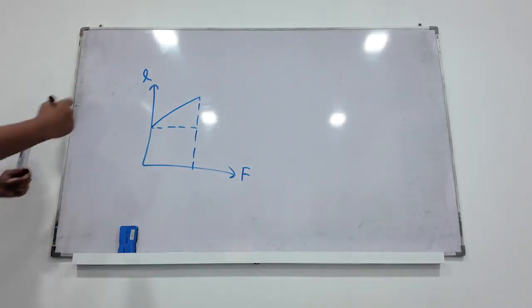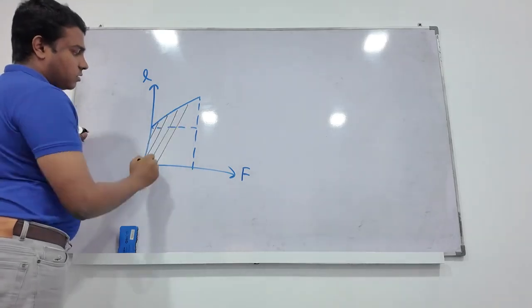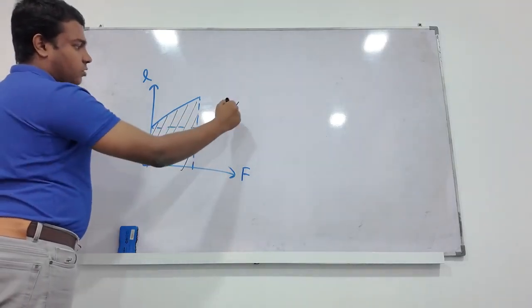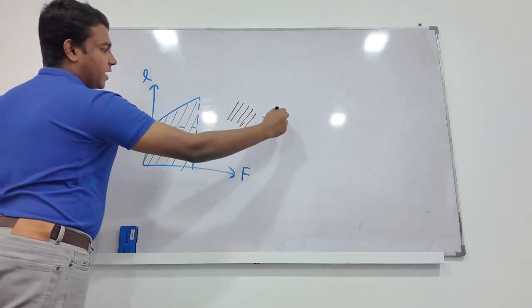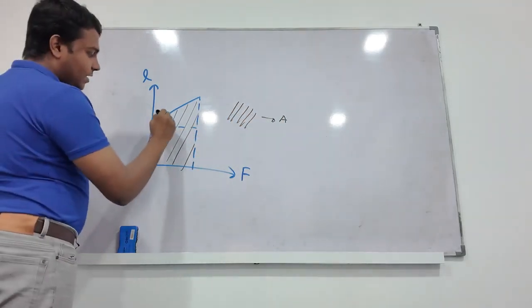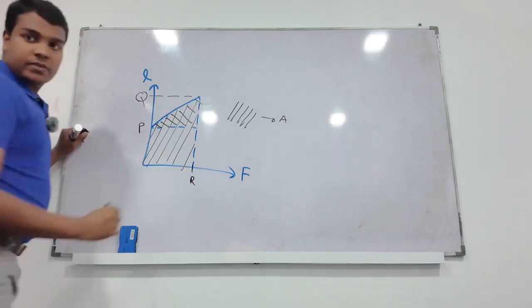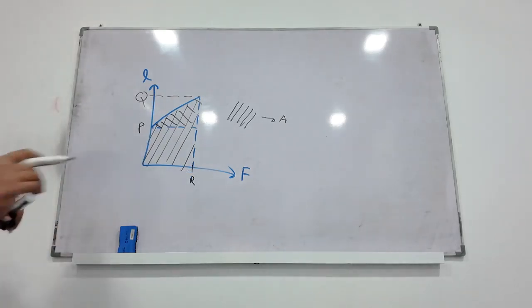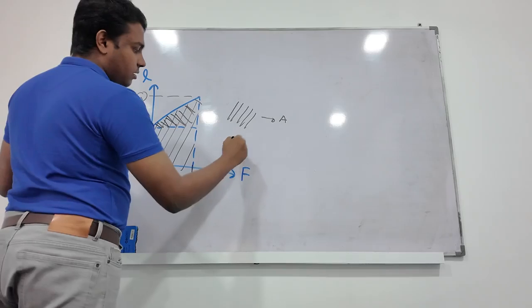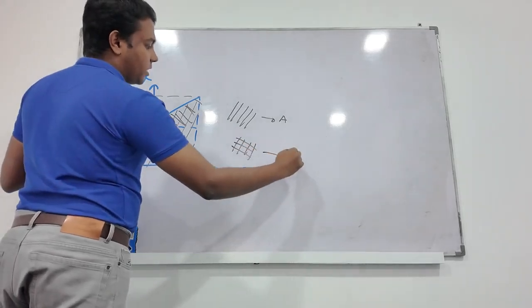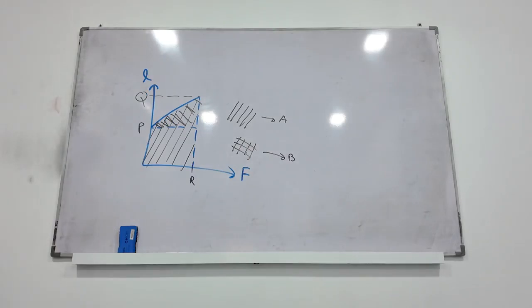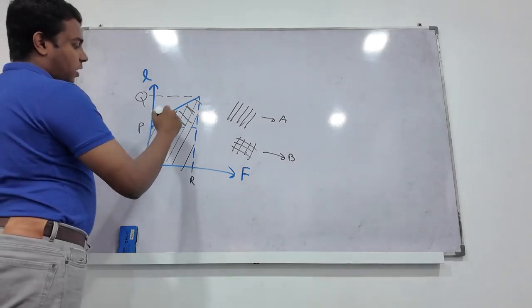Option A is the whole area under this graph. Option B is only this part. This is P, this is Q, and this is R. That's the graph, right? Only this part, something like this and this. This is option B. Is it option A or option B that we have to choose? Just a guess. Option B. Why B? Why is it only this part?